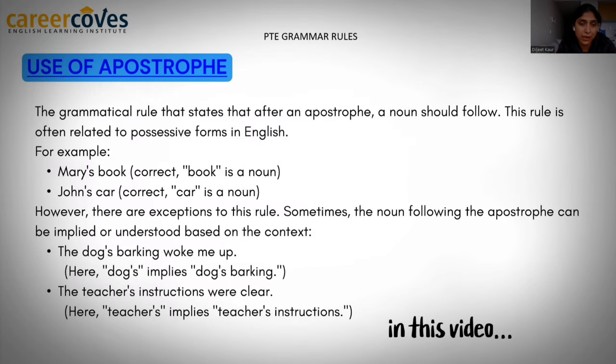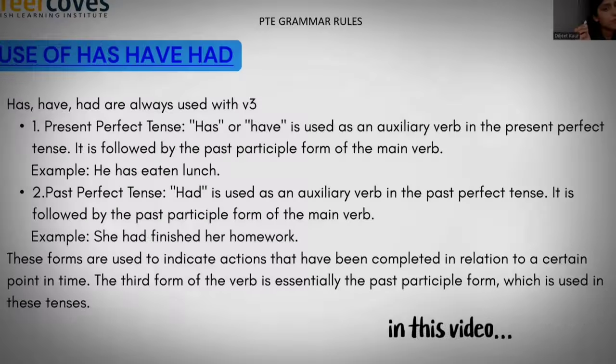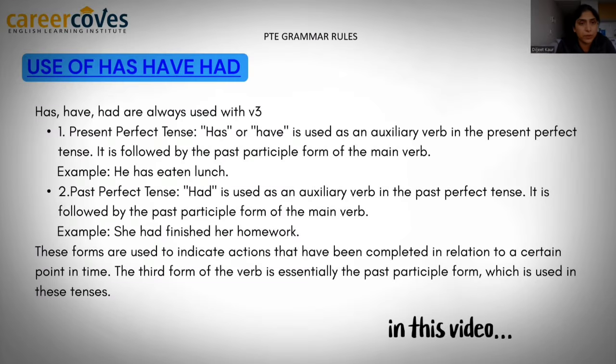Here, dogs implies dogs barking. So what dogs implies is barking. So it's not a noun here. Whenever there is has, have, had before a filler, you have to put the third form of the verb over there.